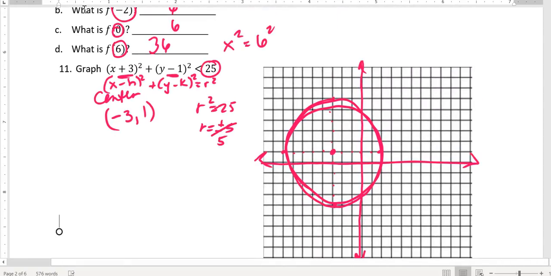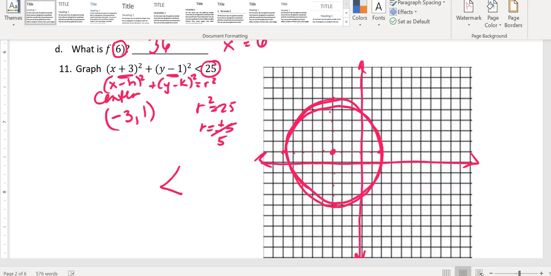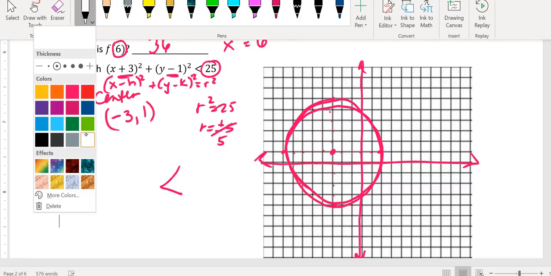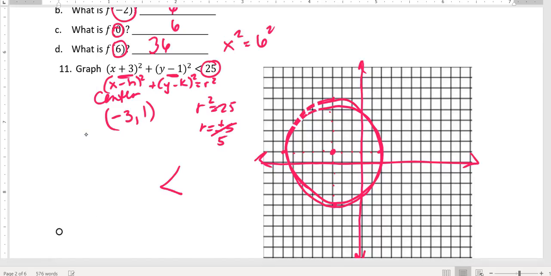Now, we're not done though, are we? Actually, we have to be very careful on this one because it says less than. Now, first of all, that means that we're going to make this be dashed, right? Because less than means it doesn't include the circle. So you can use your eraser. I don't have one that works well for this, so I'm just going to make myself little dashes here just so you can get the idea, right? Okay, so you can see that should have been dashed, right?